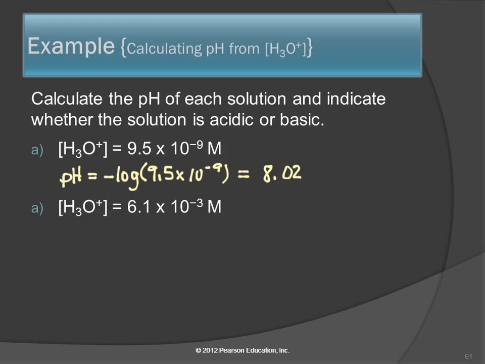Okay, let's do this next one. Hydronium ion concentration is 6.1 times 10 to the minus third. What's the pH? Well, the pH will be the negative log of 6.1 times 10 to the minus third. This is going to be 2 point something. So 6.1 EE minus 3 log, change the sign, 2.21.